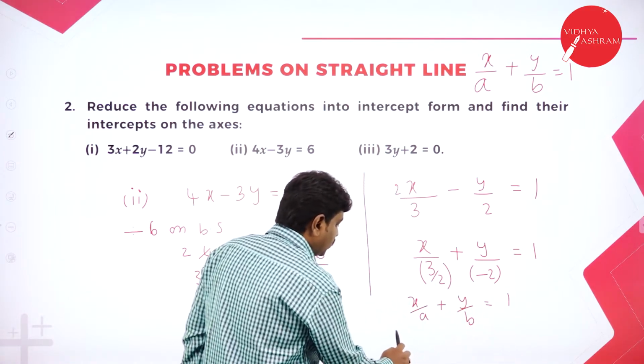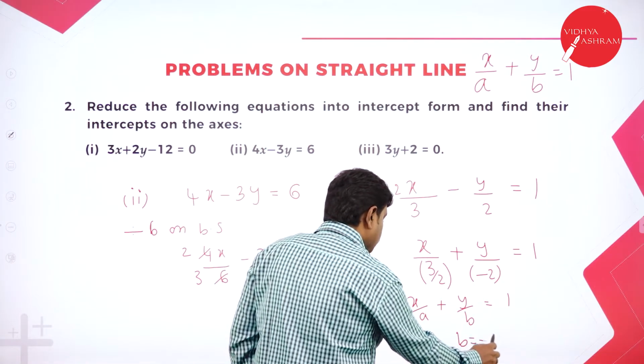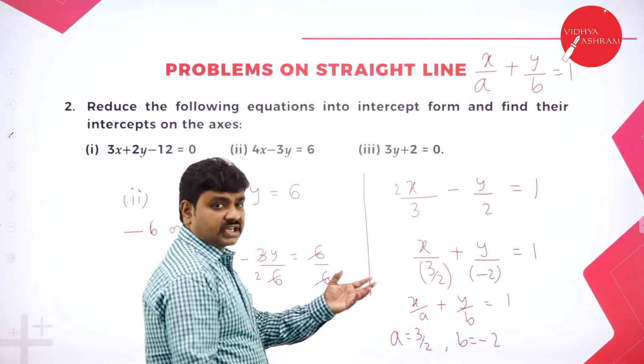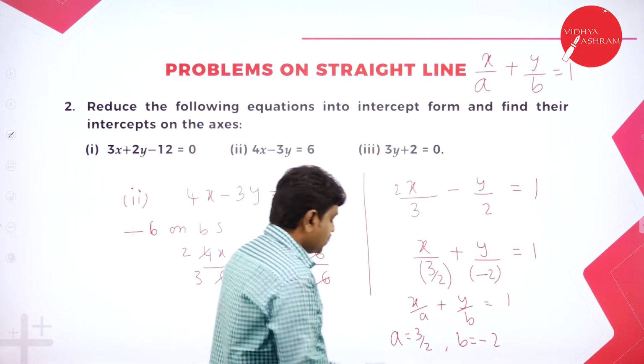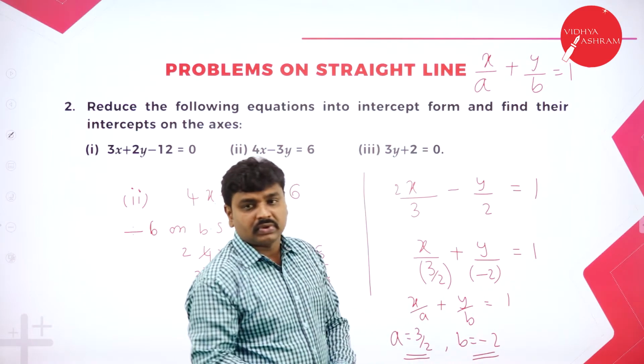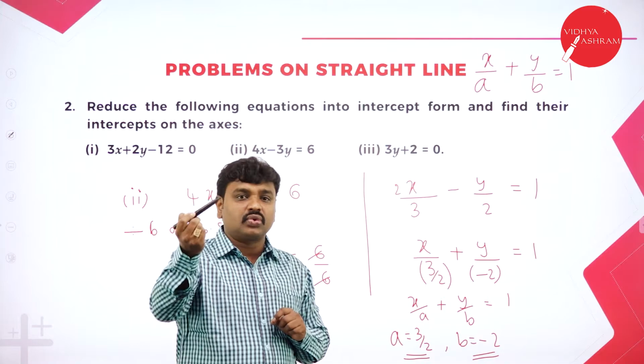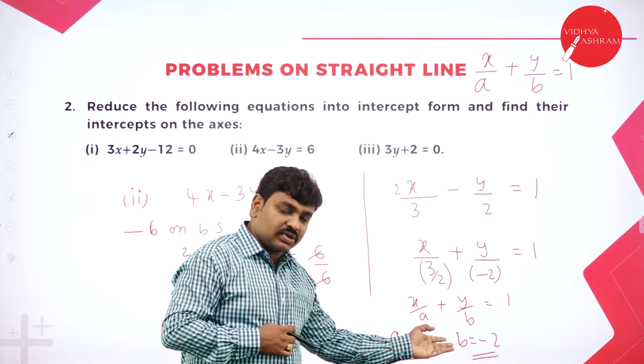In the place of a, what do you have? In the place of a, 3 by 2. This is the x-intercept. In the place of b, we have minus 2, the y-intercept. So, write the conclusion. The x-intercept is 3 by 2 and the y-intercept is minus 2. The x-intercept is 3 by 2, means the point 3 by 2 comma 0. And the y-intercept is 0 comma minus 2.